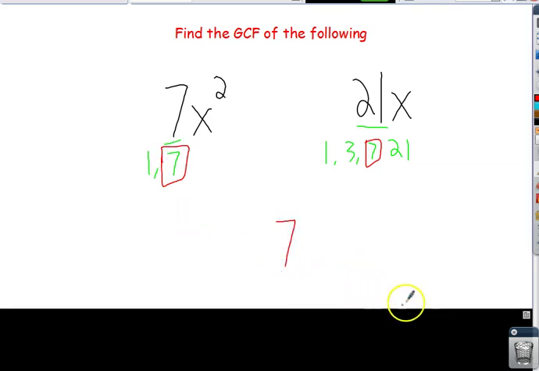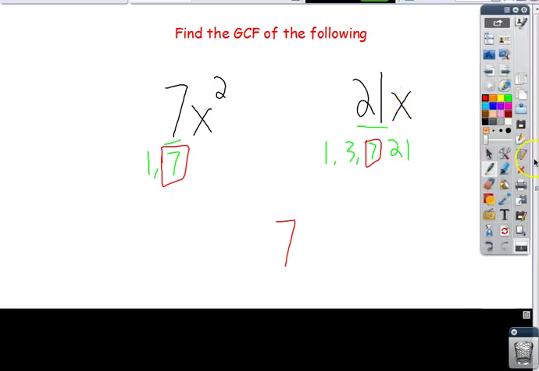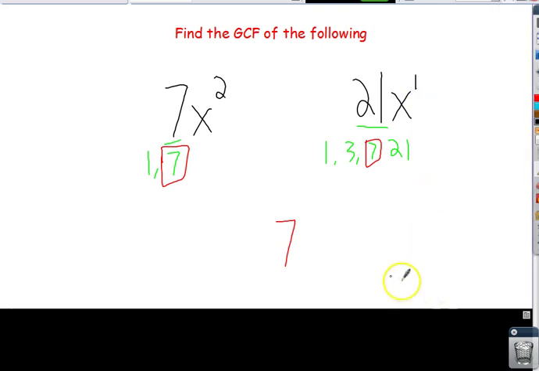The question is, what about x and x squared? What is the same variable they both have? Well, they're both x's. This is a squared, that's an x. What's the power of this x? Well, 1. Thank you. Imaginary voice in my head. So if I have a 1 here and a 2 here, what is the biggest x, or the most x's, I can ask these problems for? And the answer is 1, because even though this x has 2, this only can borrow 1. So the GCF is 7x.